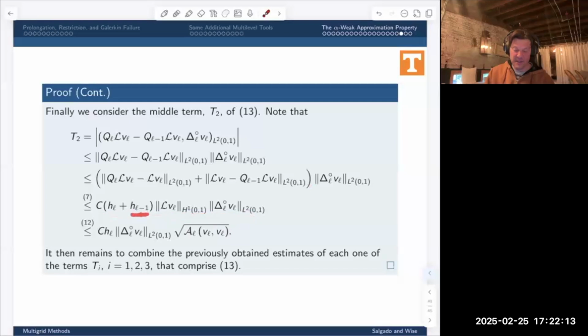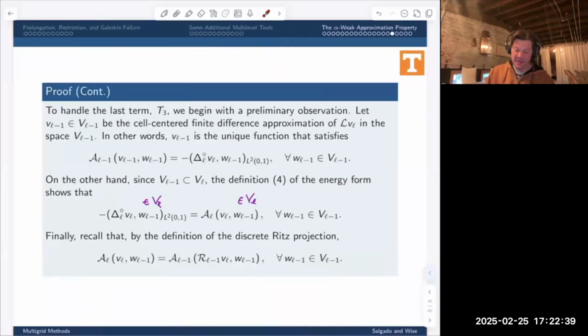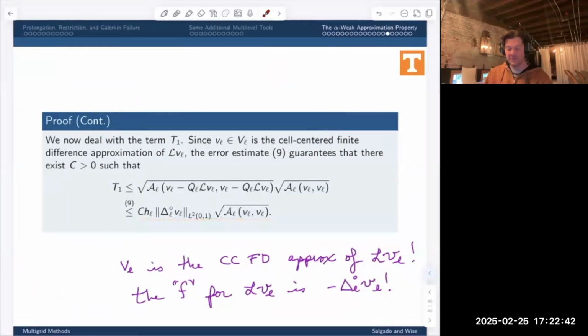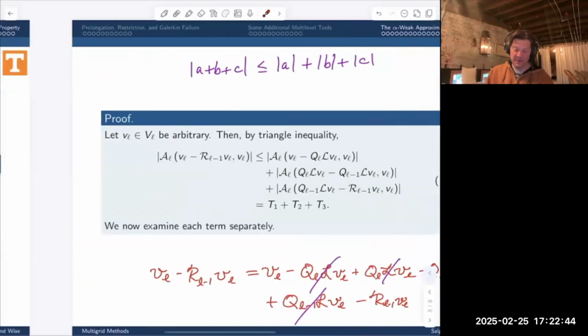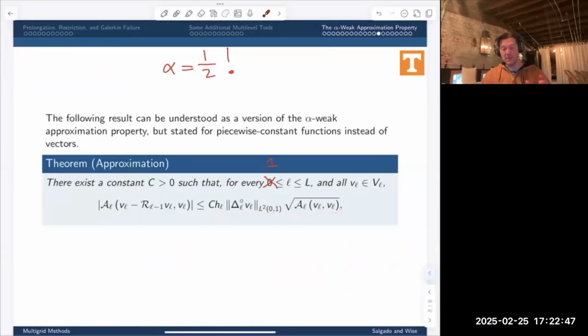I can change this now to an HL, and I can use the stability of my lifting operator here. That was 12 to replace this by this. Actually, we argued that was like a reverse stability. Long story short, I get exactly the object that I want for T2 as well. So now T1, T2, T3 all satisfy that same structure. So I add all three of those together. Sorry, they all satisfy that same pattern. And so I get that this is less than a constant times HL times that norm times that norm.